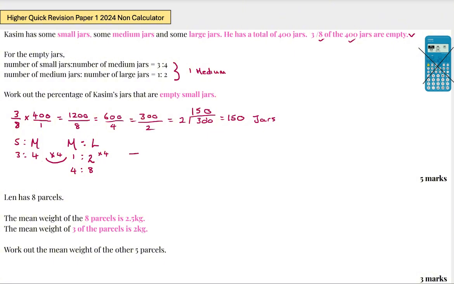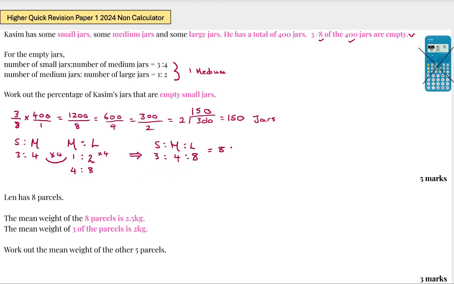So I've now got small, medium to large. So I've got 3 to 4, so it's the same now, to 8. So that's all sorted now. It's asking us to work out the percentage of Kazim's jars that are empty small jars. So we're just looking for small jars now. So this is a basic ratio question here.